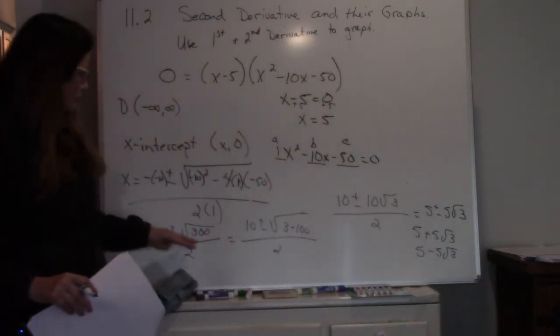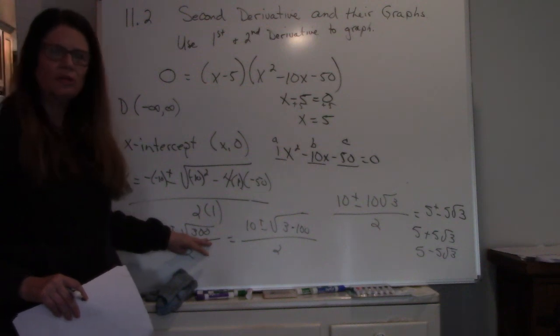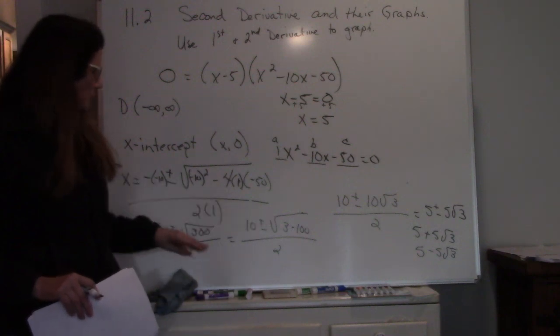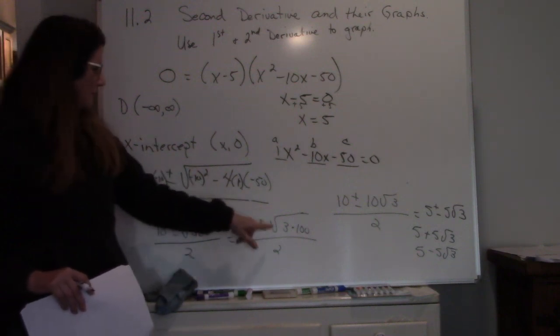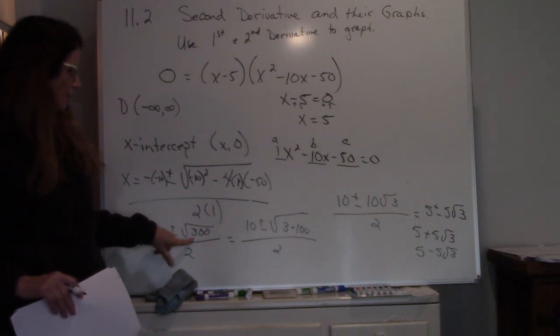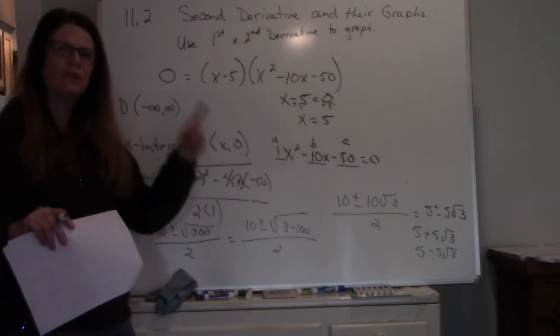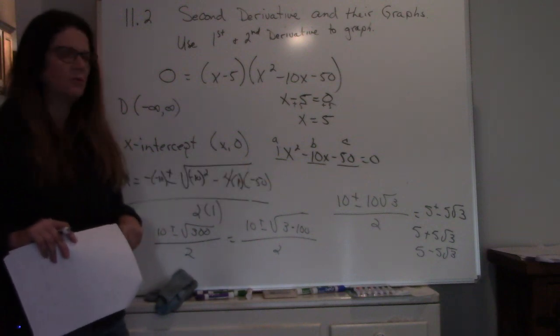So if you aren't sure about simplifying radicals, you can go back and look on YouTube. Just type in simplifying radicals, and it'll walk you through this process. The idea is whatever number is underneath, find two factors where one of them is a perfect square. And then you can square root that, and then you can simplify.